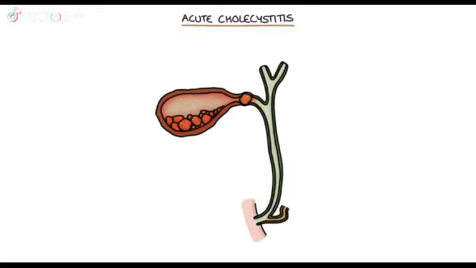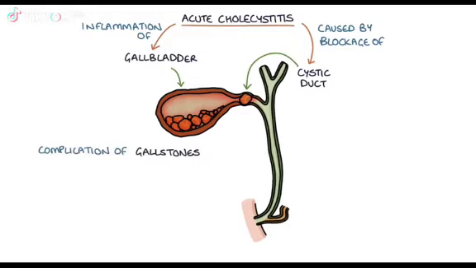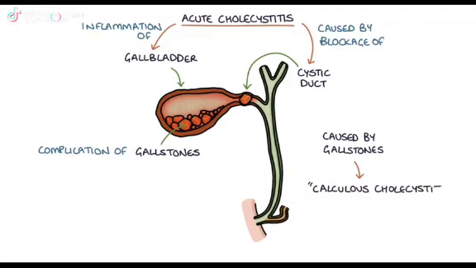Acute cholecystitis refers to inflammation of the gallbladder, which is caused by a blockage of the cystic duct preventing the gallbladder from draining. Acute cholecystitis is a key complication of gallstones, and the majority of cases, around 95%, are caused by gallstones. Acute cholecystitis caused by gallstones is called calculous cholecystitis. Gallstones may be trapped in the neck of the gallbladder or in the cystic duct.